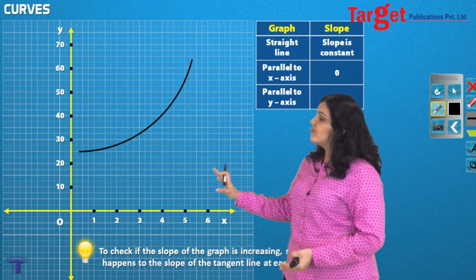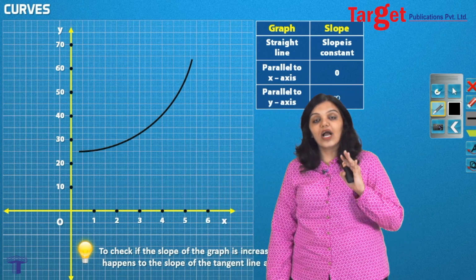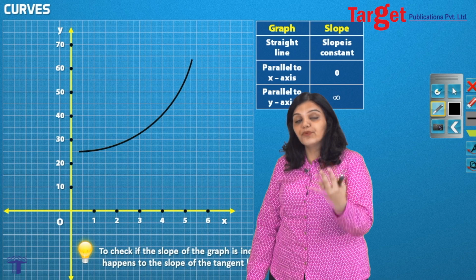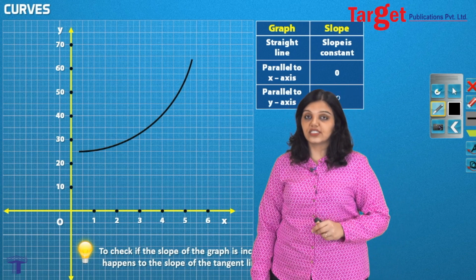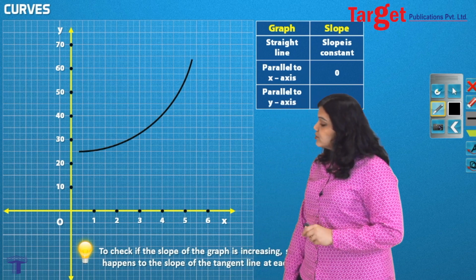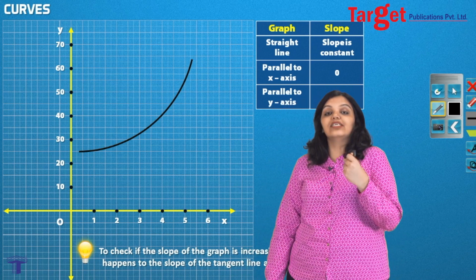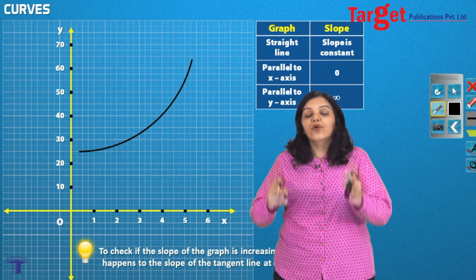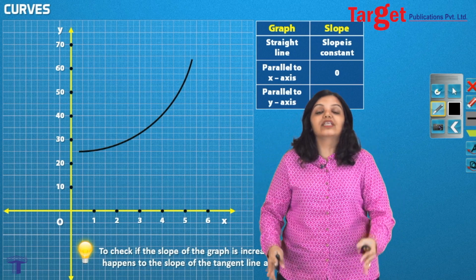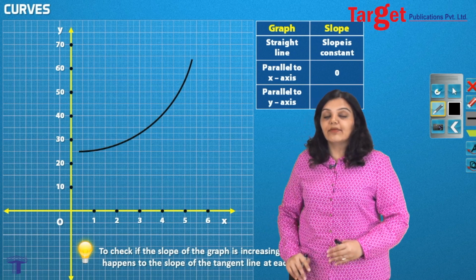Whenever you see a graph which is a curve, what you have to do is interpret the graph. But how am I supposed to interpret this graph if it's not a straight line? So what I want to do is check what is happening to the slope. Every time you see a graph which is a curve, you must check what is happening to the slope. And what does that mean?